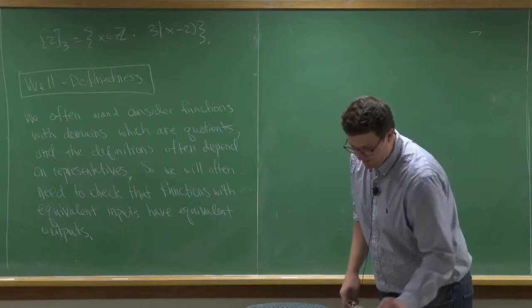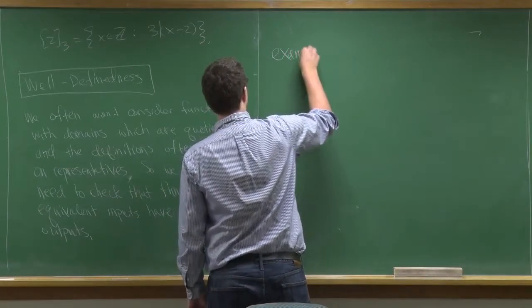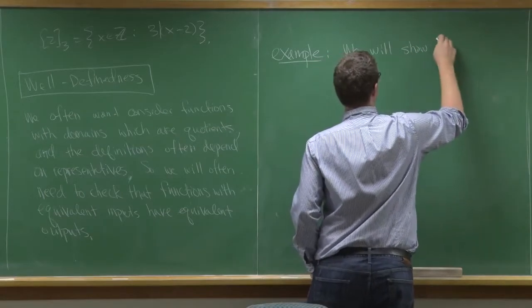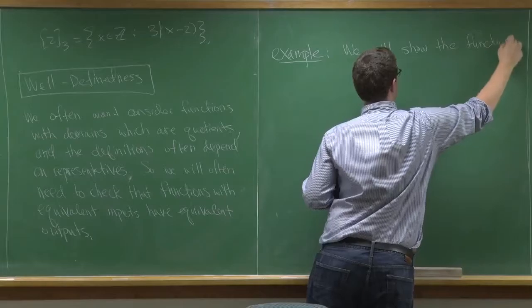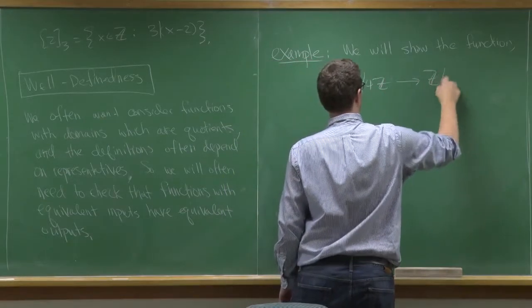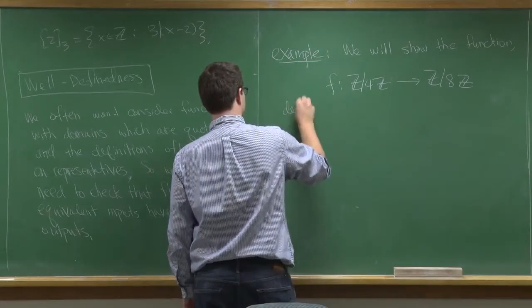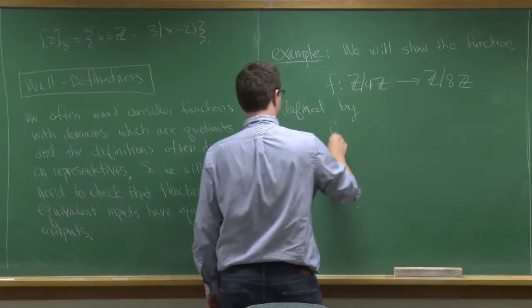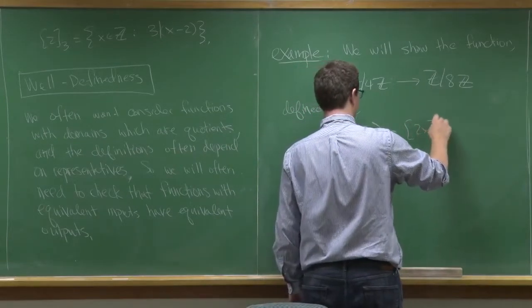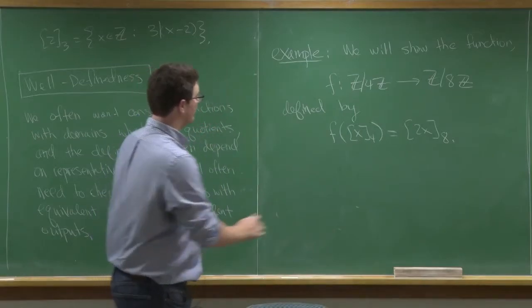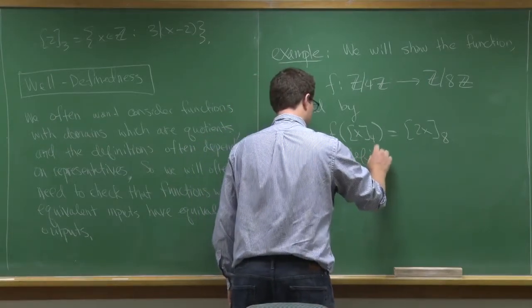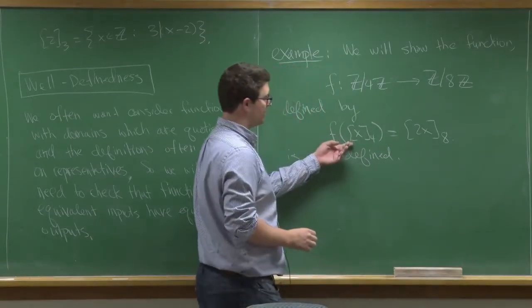And so let me give you an example. We will show that the function, which appears in your homework, defined by f of x mod 4 is equal to the equivalence class of 2x mod 8, is well defined. By this we mean that equivalent inputs will have equivalent outputs.